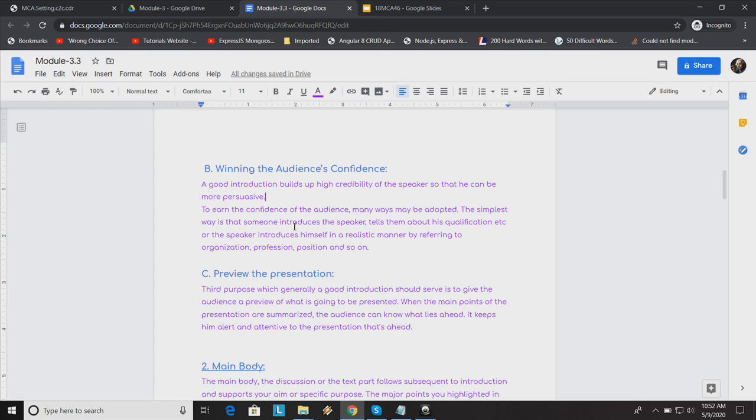The simplest way is that someone introduces the speaker and tells them about his qualifications, or the speaker introduces himself in a realistic manner by referring to organization, profession, position, and so on. I'll explain with an example. Suppose I'm from Intel company. Everybody likes Intel company, I do too. Suppose another person introduces me instead of me introducing myself: Professor Tofik has come from Intel company.